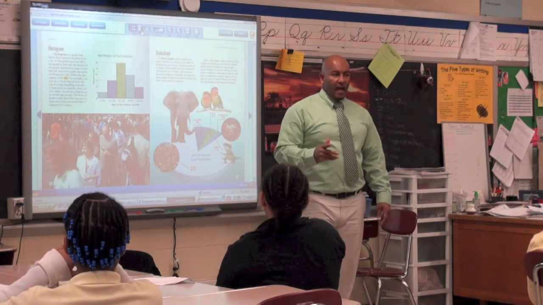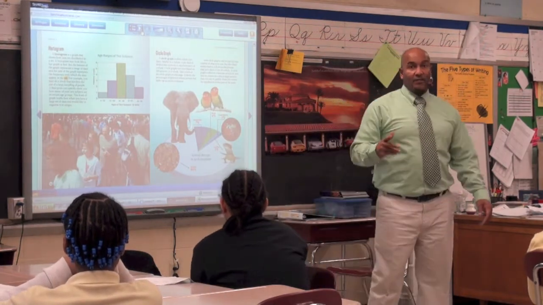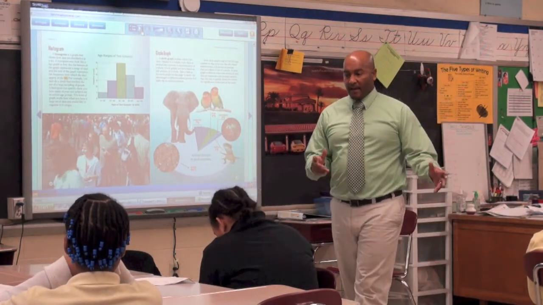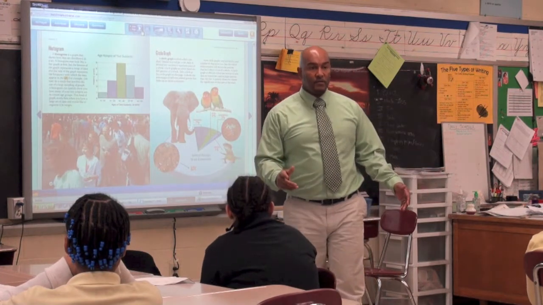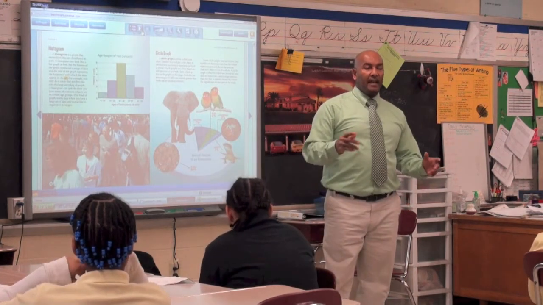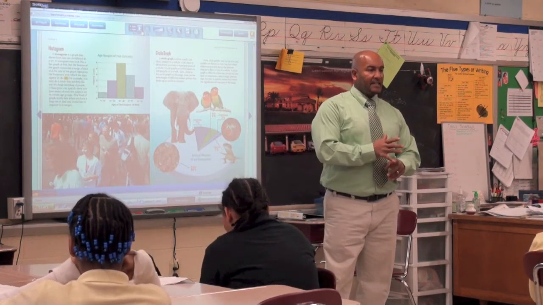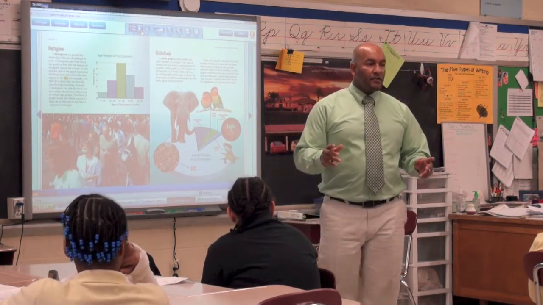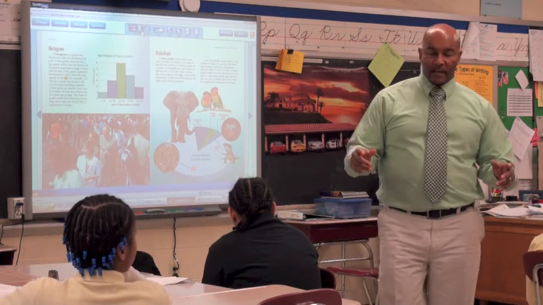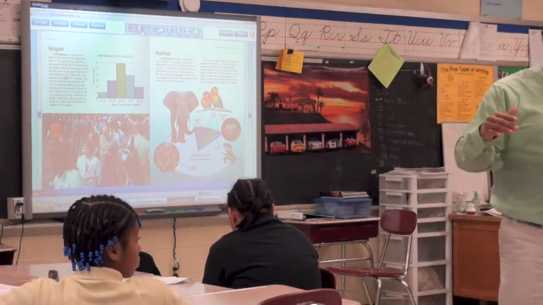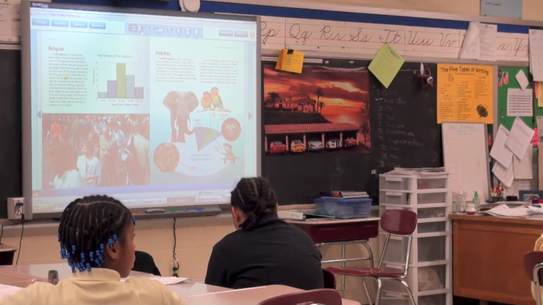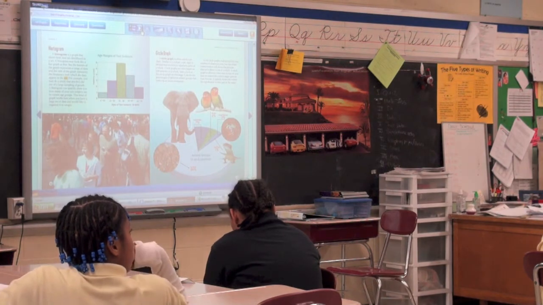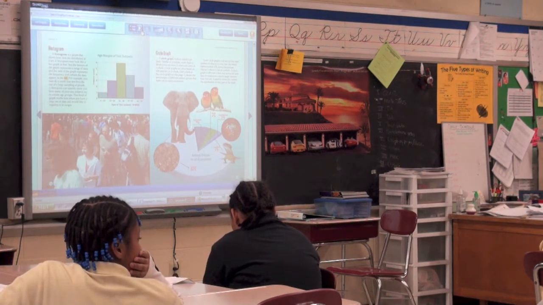We don't use histograms much, but I use histograms when I'm collecting and gathering information about your CMT results. I'll look and say, let me see how they did in 4th grade, in 5th grade, in 6th grade. I need to make sure that you're progressing the way that you should be progressing.